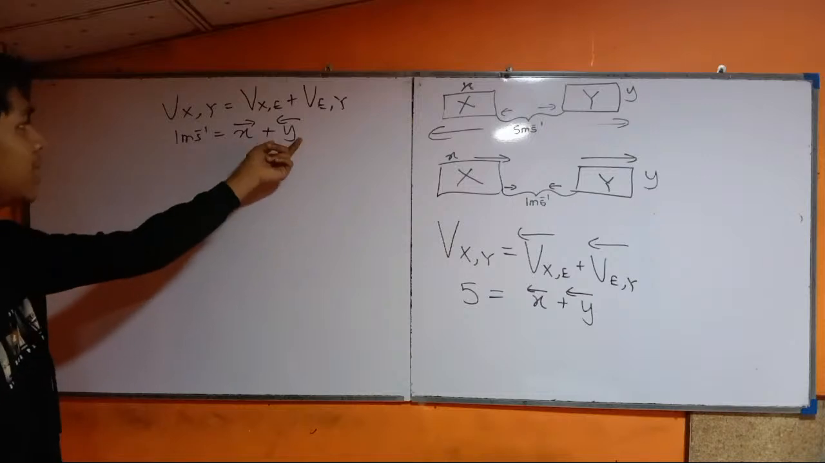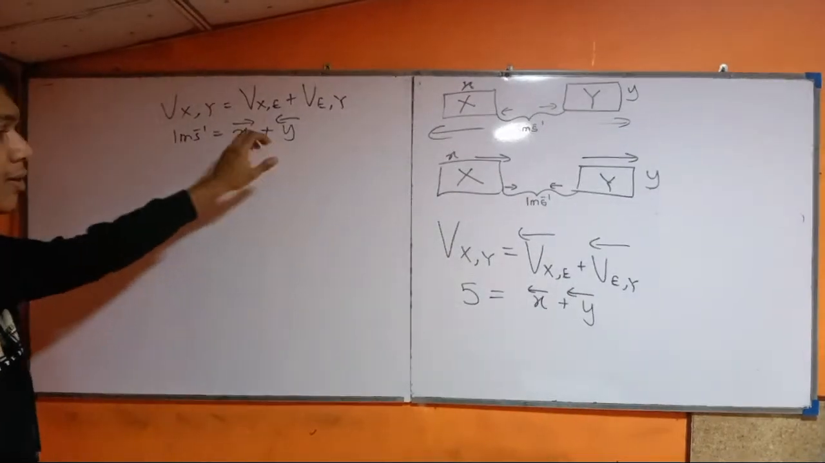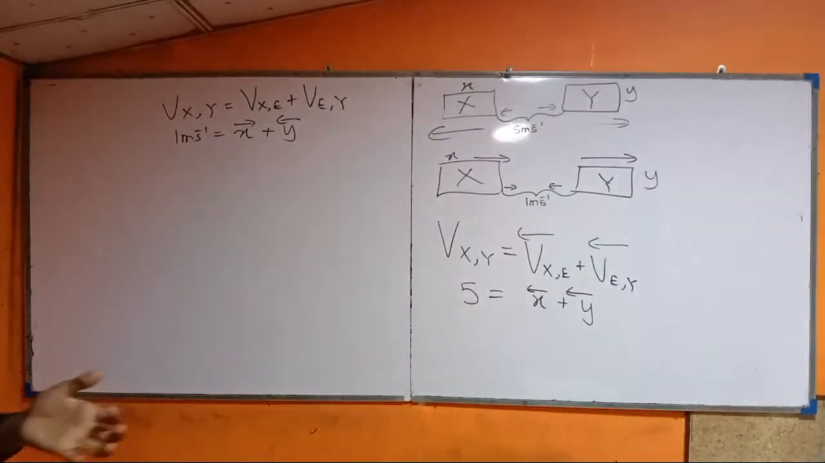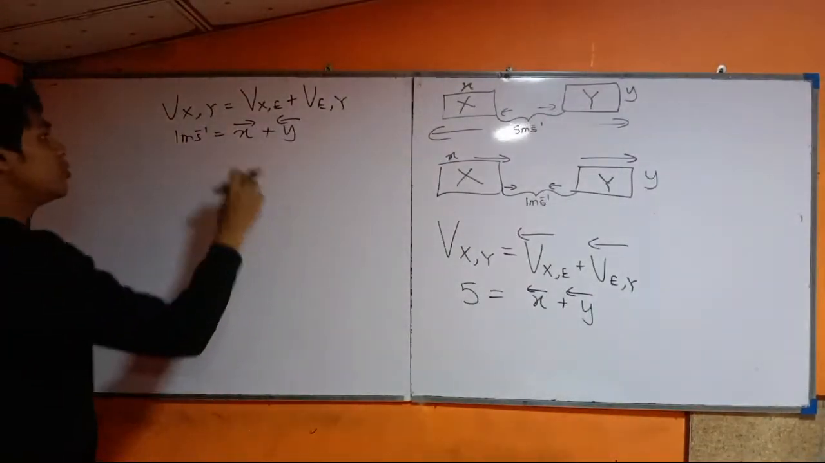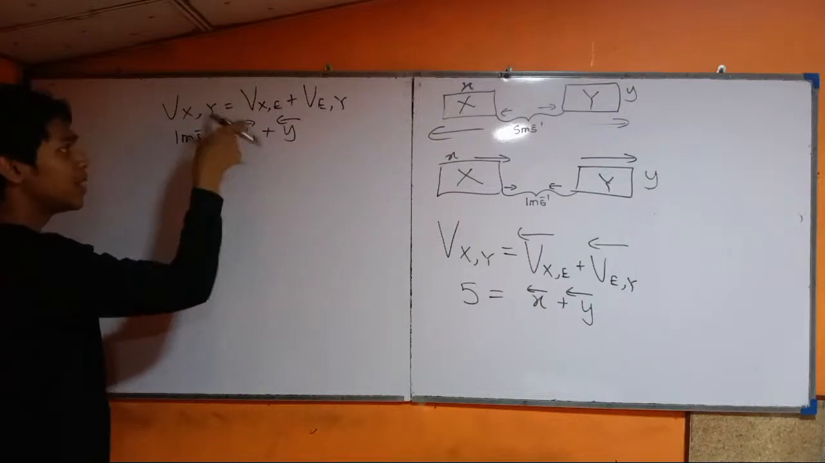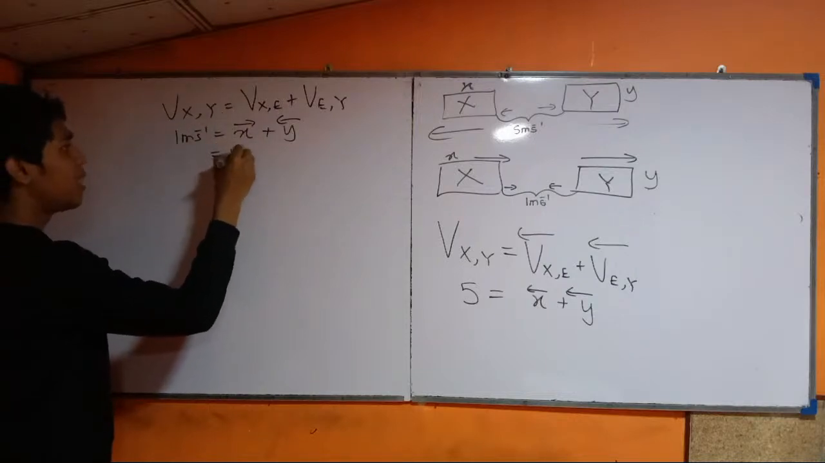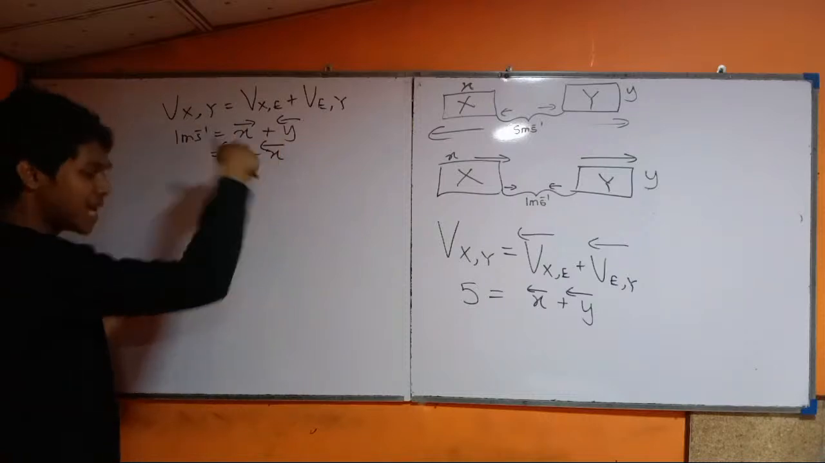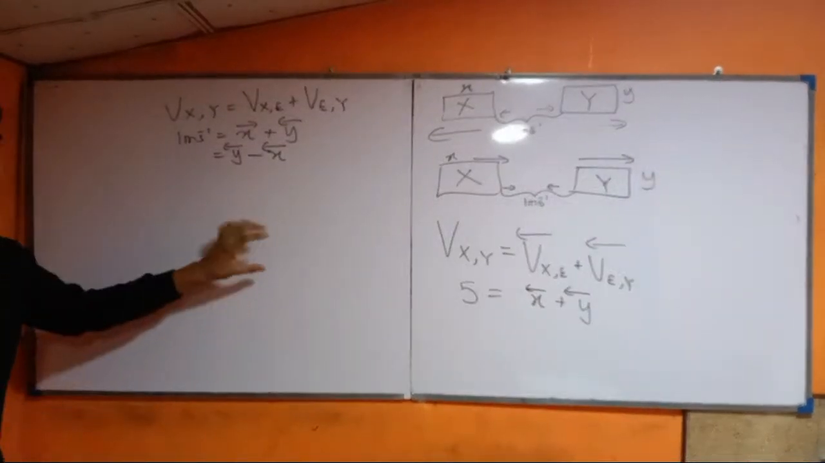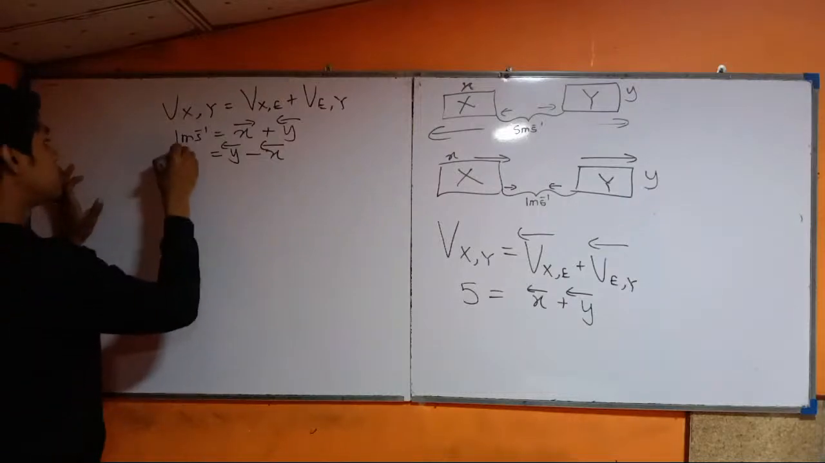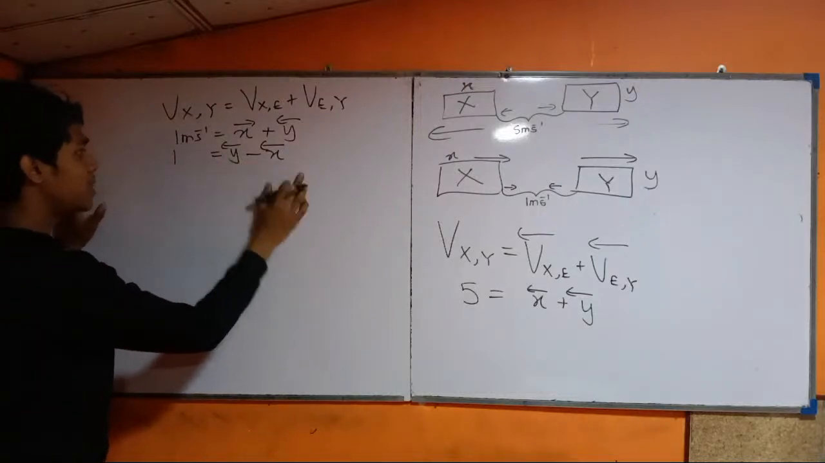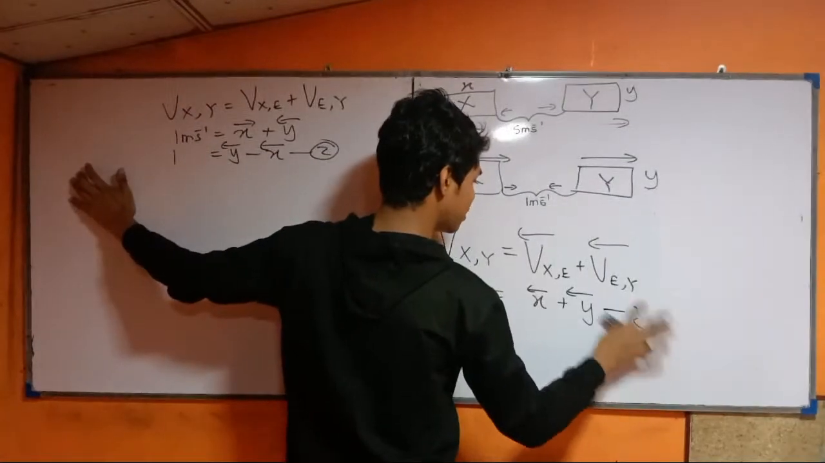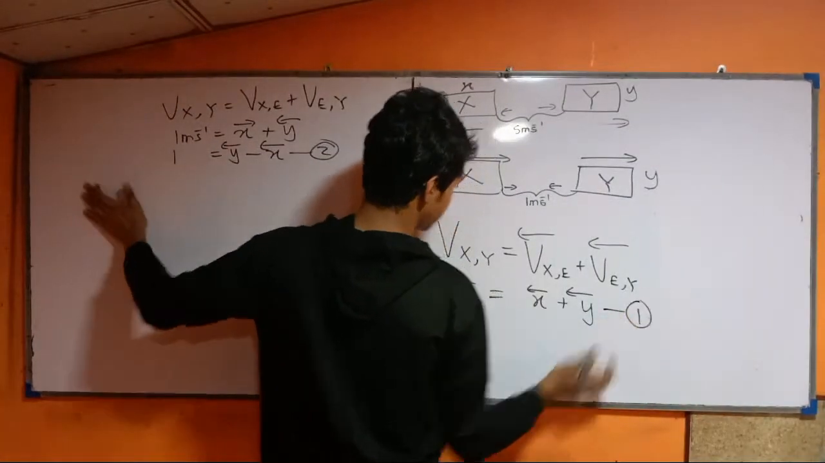So either you can put x minus y, and when you add these two equations, you have to again convert. Okay, so what I'm going to do is bring this x to one direction: y minus x. When you change the sign, you change the direction. Don't forget that. So 1 is going to be equal to y minus x. This is equation number 2. This is equation number 1.